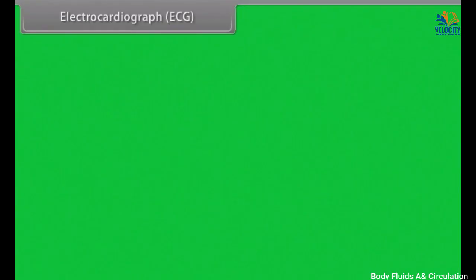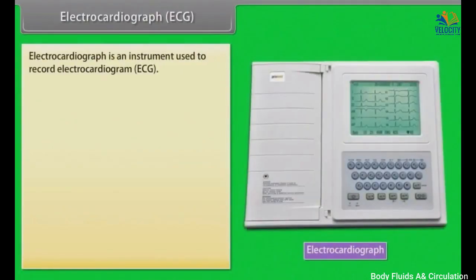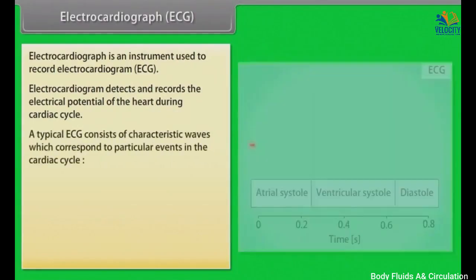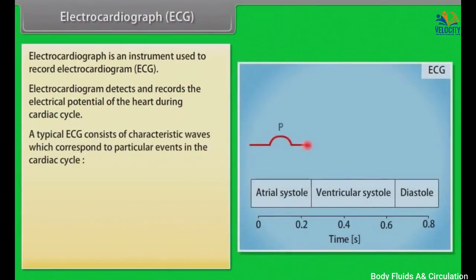Electrocardiograph, ECG. An electrocardiograph is an instrument used to record an electrocardiogram, ECG. An electrocardiogram detects and records the electrical potential of the heart during the cardiac cycle. A typical ECG consists of characteristic waves which correspond to particular events in the cardiac cycle.